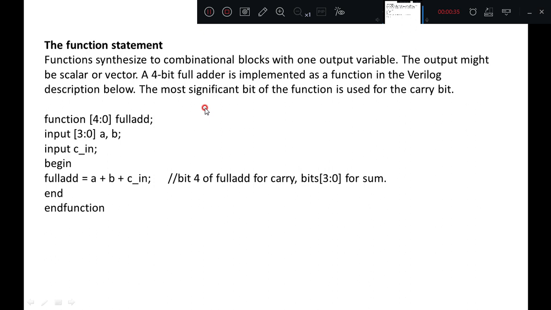We have discussed a few of the constructs in the last class. In today's class we will see the function statement. Functions synthesize to combinational blocks with one output variable. The output might be scalar or vector. A 4-bit full adder is implemented as a function in the Verilog description below. The most significant bit of the function is used for the carry bit.